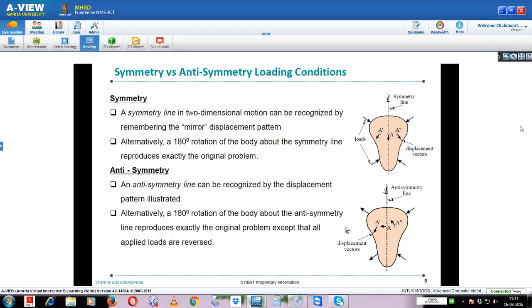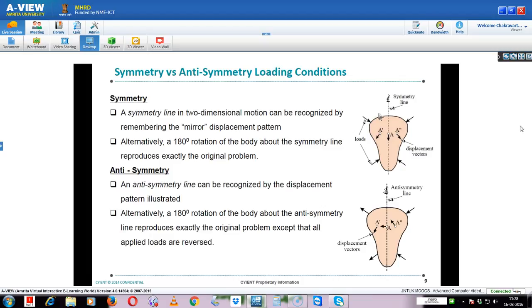And that is about cyclic symmetry. Now coming on symmetry. So symmetry, there are two different things: symmetry and anti-symmetry loading conditions. In symmetry, a symmetry line in two dimension can be recognized by remembering mirror displacement pattern.